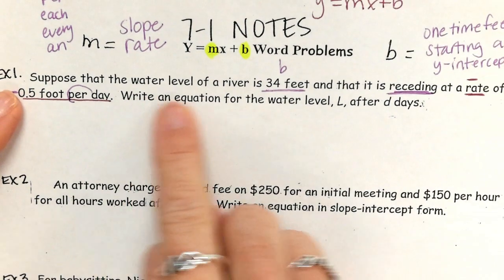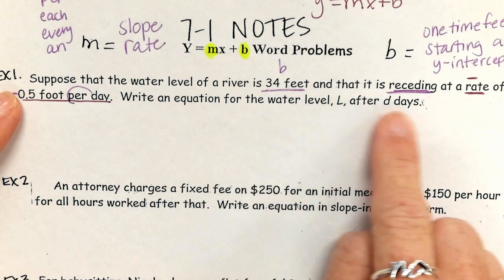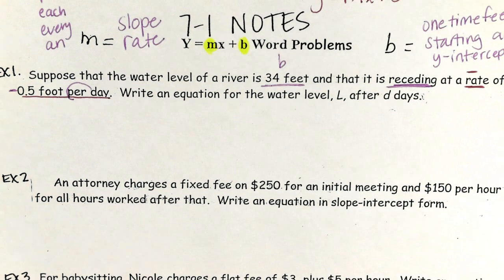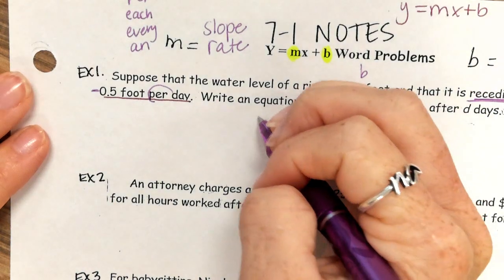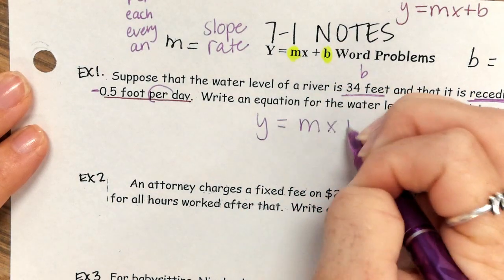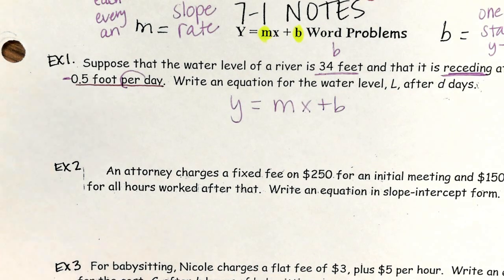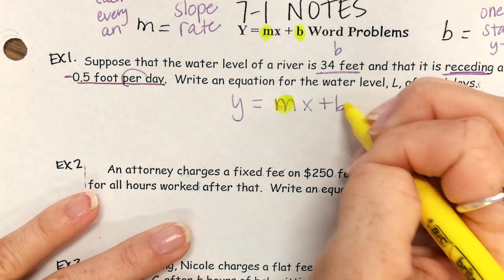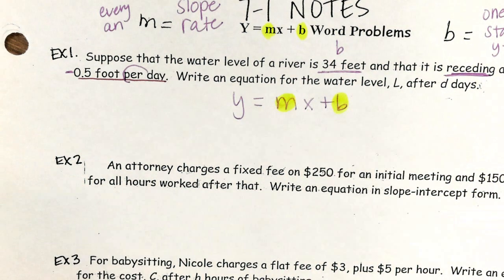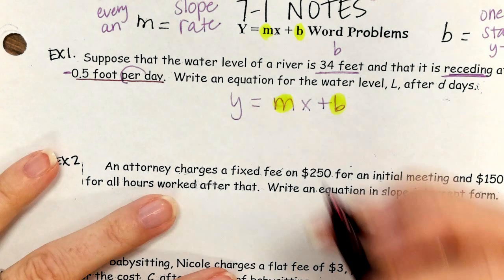Okay. Write an equation for the water level L after D days. Here's the problem: they don't want us to use Y and X. We can, and then we'll just go throw the L and the D in it. So we're going to write an equation in y equals mx plus b form. Our job is to fill in the what? The M and the B. And we already found those two numbers. So let's go write it.